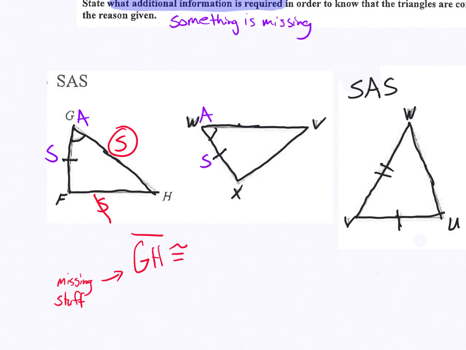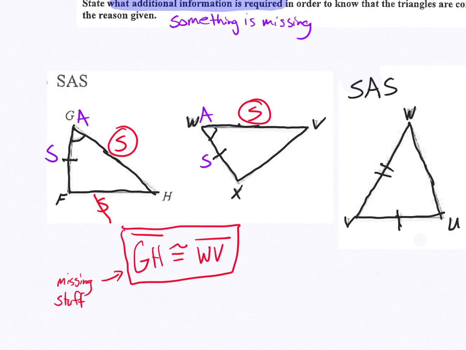Now we need to figure out the other one. What's the missing side there? So I'm going to try this top one. Does that make it side angle side on the top one? Yes. And what's the name of that side there on top that we found? WV. Good. So that's my answer. Segment GH is congruent to segment WV. Okay? You just find what's the one missing thing on each and set them congruent to each other. Questions on that one?